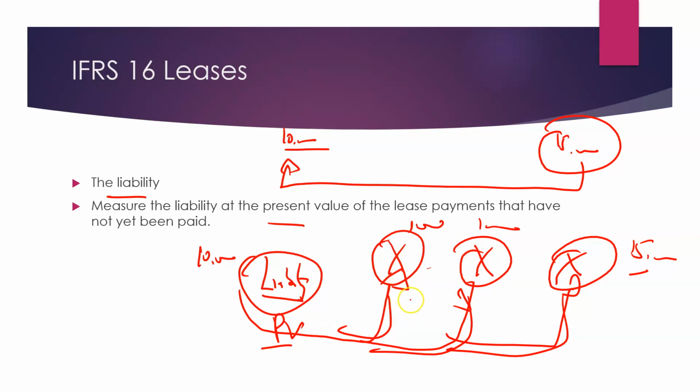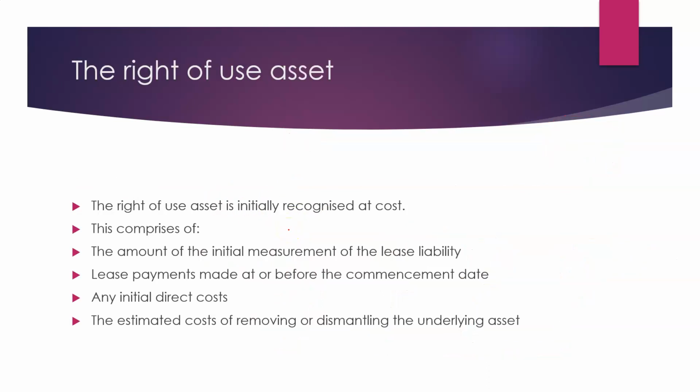Call it an effective interest rate, call it the implied interest rate, but it is the rate of the cost of borrowing, if you like, on the money that's going to the lessor, the person who lent it, which is what interest is, the cost of borrowing. So we're measuring the liability at the present value of those lease payments that have not yet been paid.